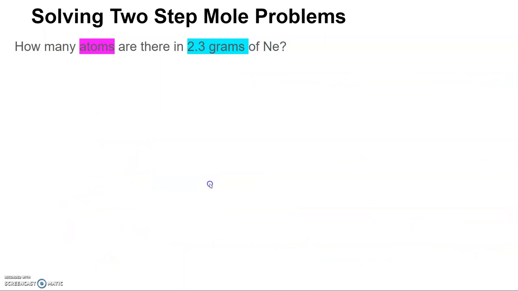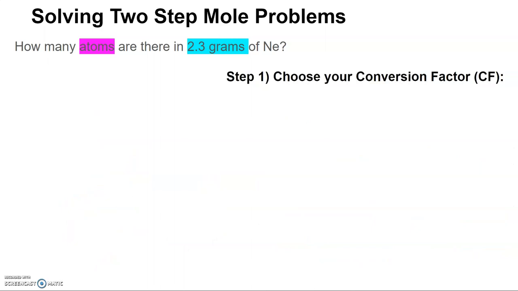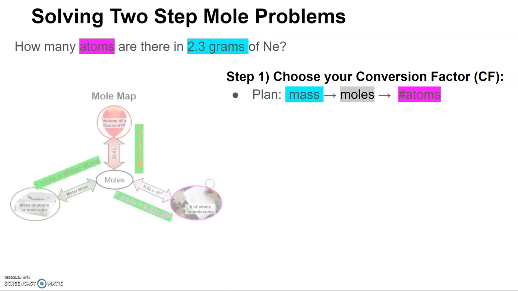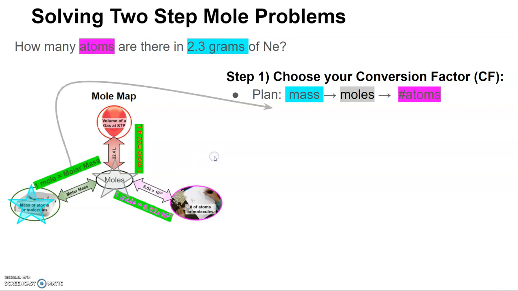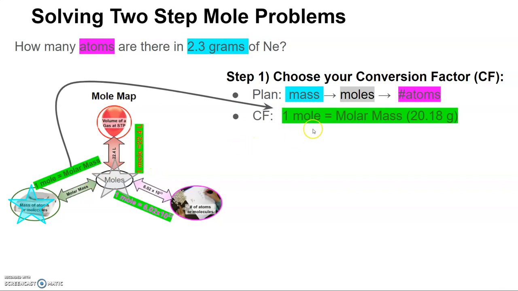So what exactly does that look like here in terms of the math and solving the problem? The steps are the same from one step to two step, except I'm just using two conversion factors. So in this case, my plan is to go from mass to moles to number of atoms. If I want to go from mass to moles, the conversion factor I would need is 1 mole is equal to the molar mass. And if I want to go then from moles to number of atoms, the conversion factor that I would use is 1 mole is equal to Avogadro's number. Okay, so these are the two conversion factors that I use.